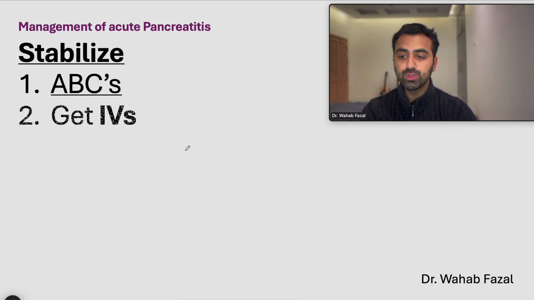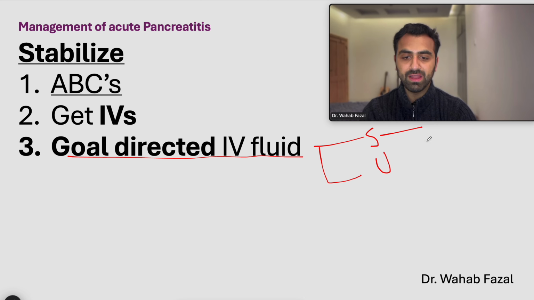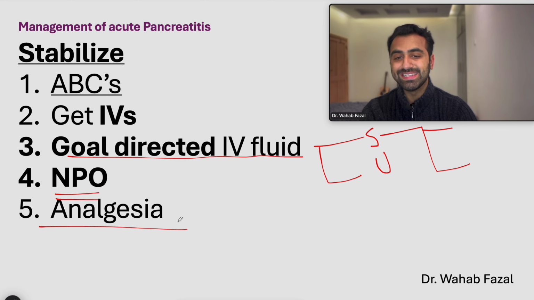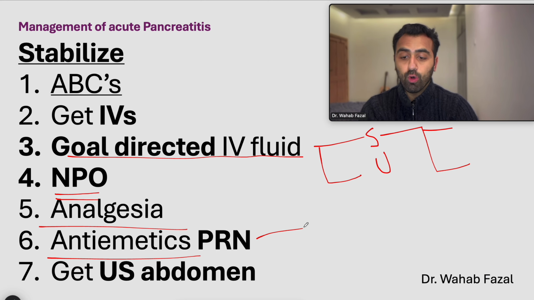How do you stabilize? You start with the ABCs, you get IVs, and then you get that goal-directed IV fluid based on if the patient is stable or unstable. And then if the patient is normovolemic or hypovolemic, you want to get some fluid in. And then you want to get the patient NPO, nil per oral, because this patient might require some sort of procedure. You want to get some analgesia because this patient will be in a lot of pain. You want to get antiemetics if this patient is vomiting. And basically also you want to decompress the stomach if this patient is recurrently vomiting.